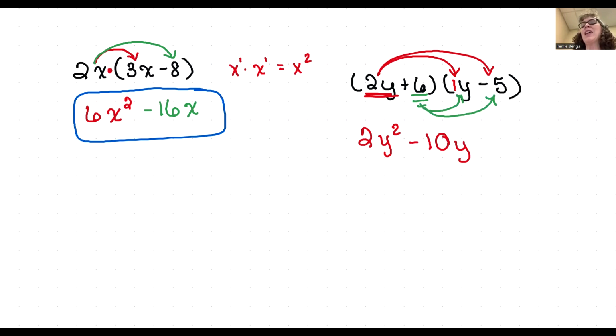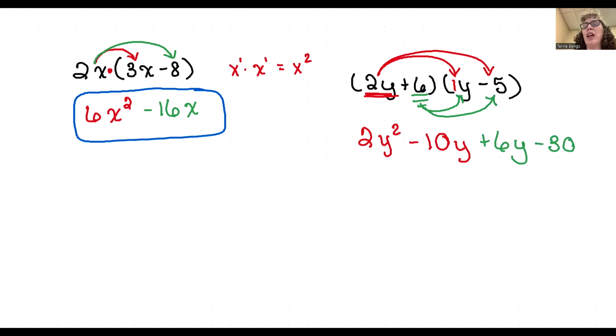So we're going to say 6 times 1y, or 6 times 1 is plus 6, and they both have, one of them has a y with it, so we'll bring down that y. And then we have 6 times a negative 5, so this would be a negative 30. All right, so we're not done yet.